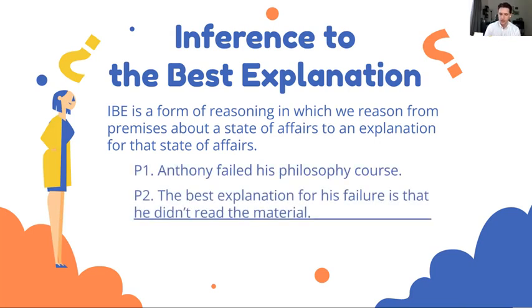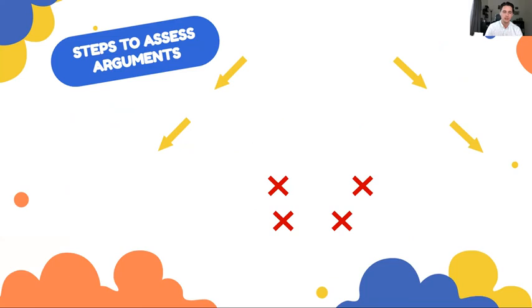So, we could even use other examples. Anthony failed his philosophy course. The best explanation for his failure is that he didn't read the material. Therefore, he probably didn't read the material, right?